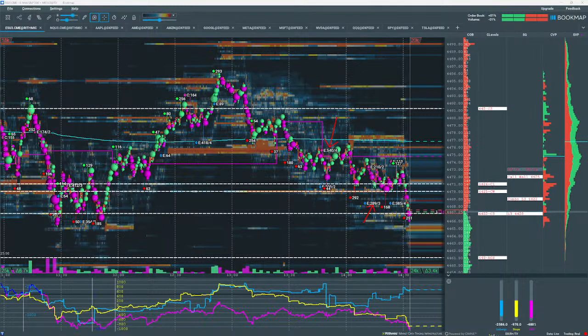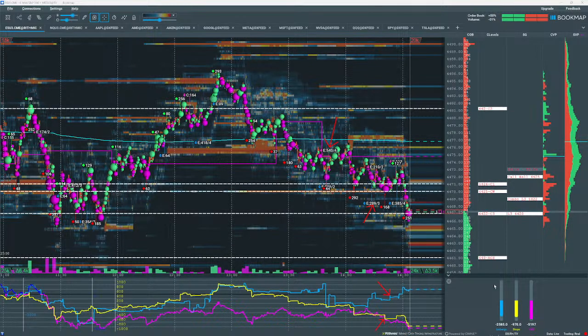So again, notice here the divergence, some buy iceberg orders starting to come in. Sell stops, CVD, continue to be negative. Price is at a level that has acted as support earlier today.